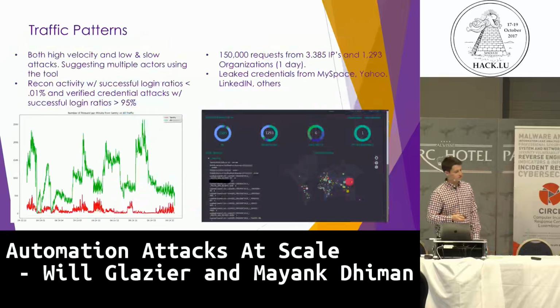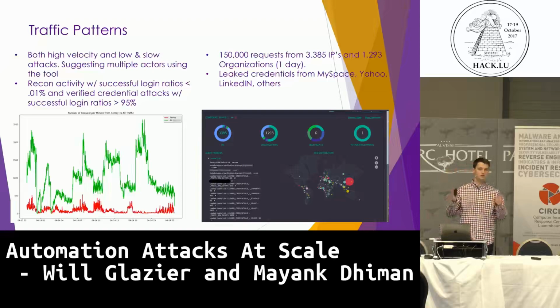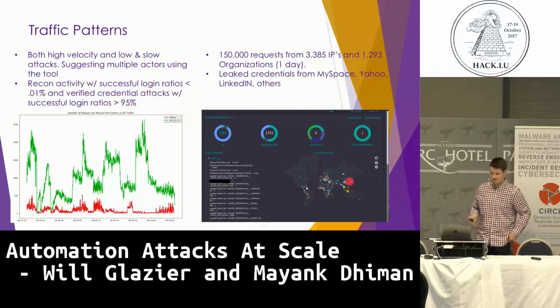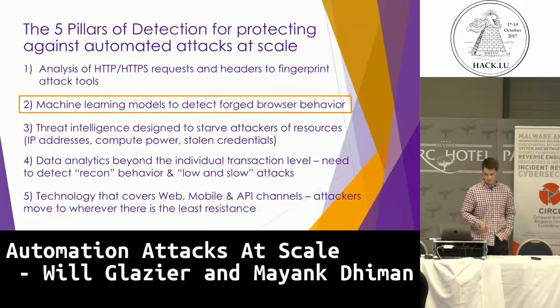Here are some traffic patterns from Sentry MBA, showing you that there's a variety of high velocity spikes here. The red traffic is Sentry, the green is all traffic for a certain day. And there are these longer periods of low and slow attacks. Sentry's configurable. You can configure the number of bots you want to use and run the attack either low and slow or fast and furious. We see recon activity with successful login rates less than 0.01%, and verified credential attacks with much higher successful login ratios. They take a list that they've already verified, and they log in with a 99% success rate. This is another representative cluster of Sentry MBA traffic.